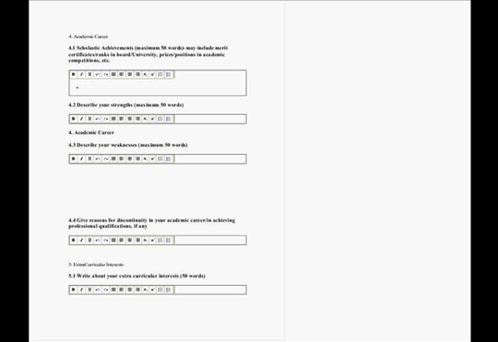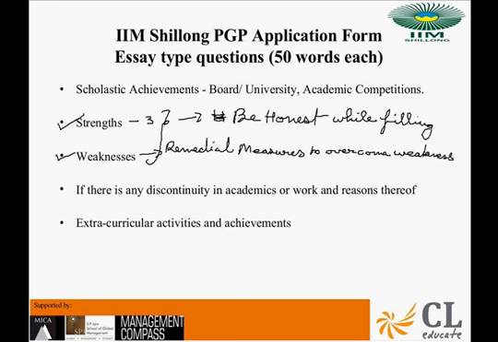Okay. Give reasons for discontinuity in your academic career in achieving professional qualifications, if any. So how many of you have discontinuity over here? Discontinuity could be your gap years, basically. What he's asking you is about a gap, right? Gap could be in terms of that you were preparing for IIT JEE, or you were preparing for civil services, or you were preparing for any other examination, right? So it could be a gap.